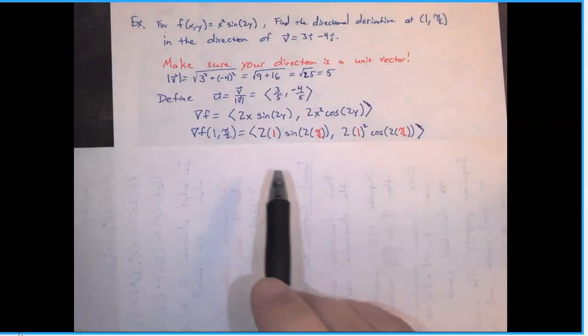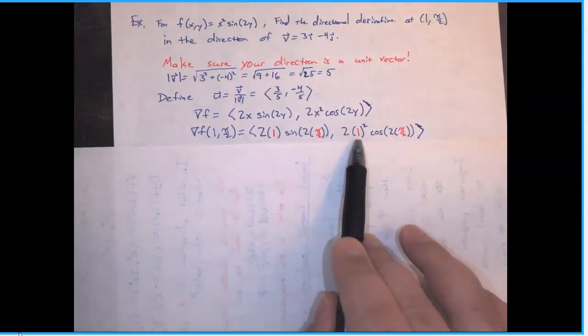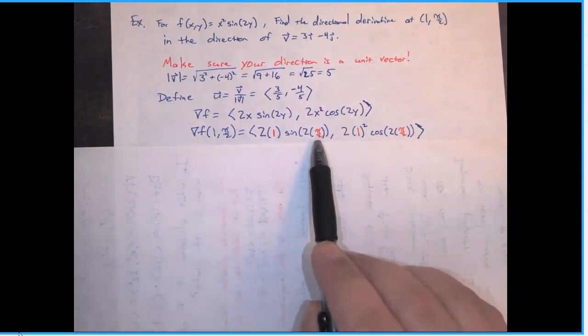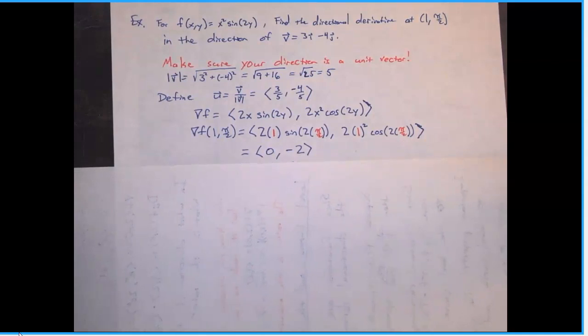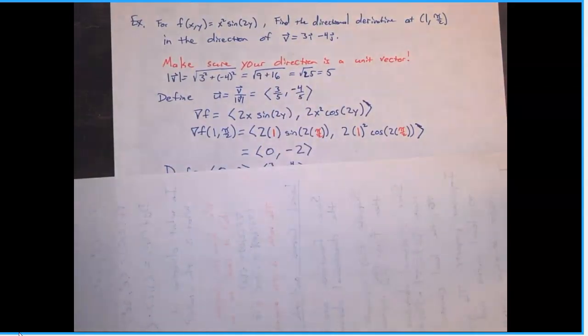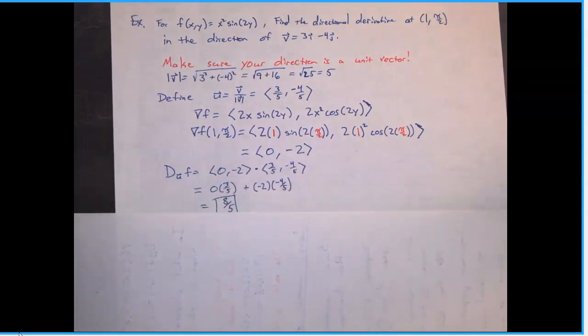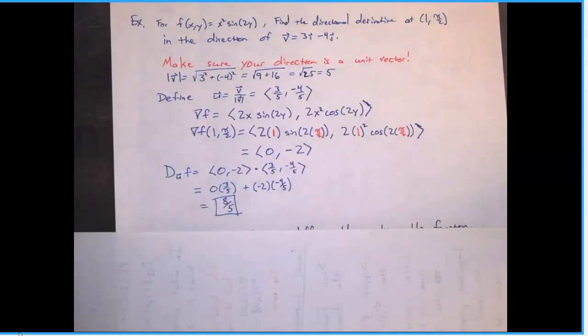Now I want to plug in the point (1, pi over 2). So 1 gets plugged in for x, so whenever there's an x, I plug in a 1. Wherever there's a y, I plug in pi over 2. And I finished calculating this, and the gradient evaluated at that point is (0, negative 2). And from here I just calculate a dot product. Now this is nice because 3/5 gets multiplied by 0, that just drops out. And all I'm really doing is multiplying negative 4/5 times negative 2, and the answer is 8/5.